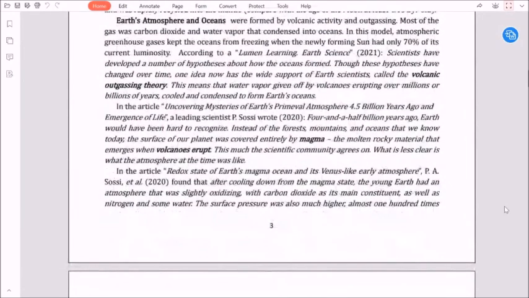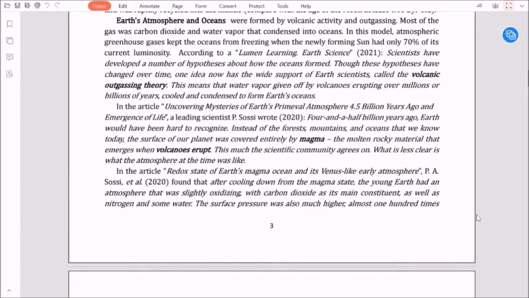Earth's atmosphere and oceans were formed by volcanic activity and outgassing. Most of the gas was carbon dioxide and water vapor that condensed into oceans. In this model, atmospheric greenhouse gases kept the oceans from freezing when the newly forming Sun had only 70% of its current luminosity. According to Lumen Learning Earth Science, scientists have developed a number of hypotheses about how the oceans formed. Though these hypotheses have changed over time, one idea now has the wide support of Earth scientists, called the volcanic outgassing theory. This means that water vapor given off by volcanoes erupting over millions of years cooled and condensed to form Earth's oceans.